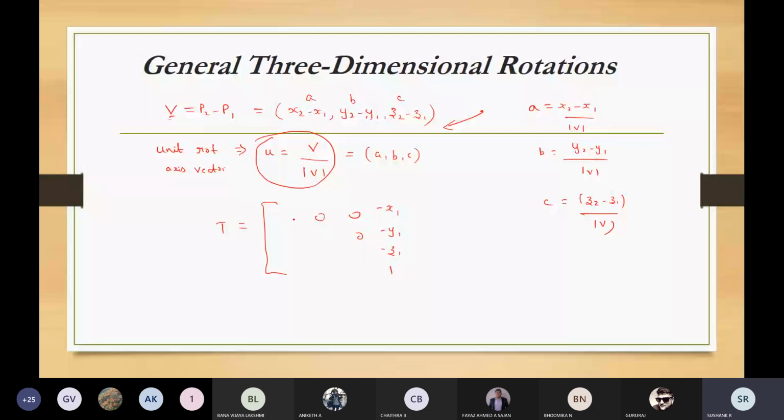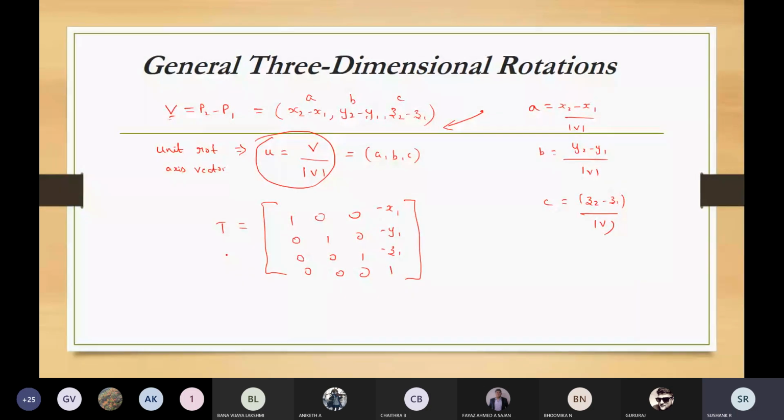So 0 0 0 0 0. So this was a transformation matrix. This transformation matrix was used to bring the object from that position to the origin position. So after this, what is the next step? Now we found out the unit rotation vector and the transformation.